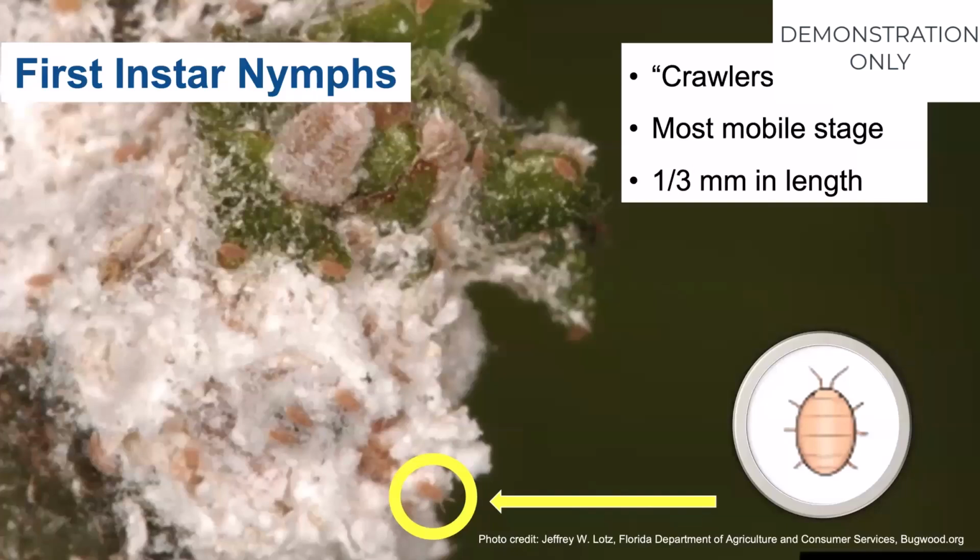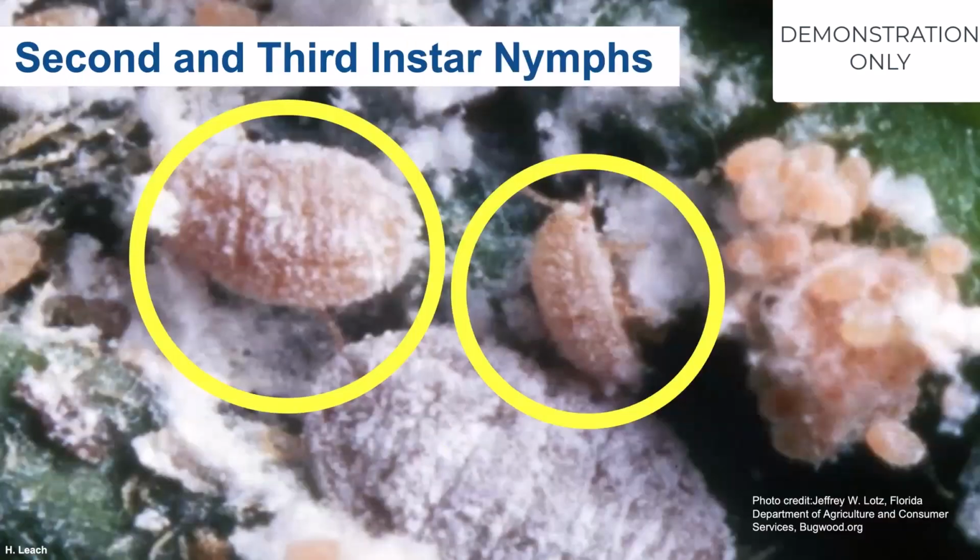First instar nymphs are known as crawlers. This is the most mobile nymph stage. They are tiny, about 1/3 of a millimeter in length. Male and female crawlers are identical in appearance. Second and third instar nymphs are bigger than crawlers, less mobile, and have more wax on their bodies.